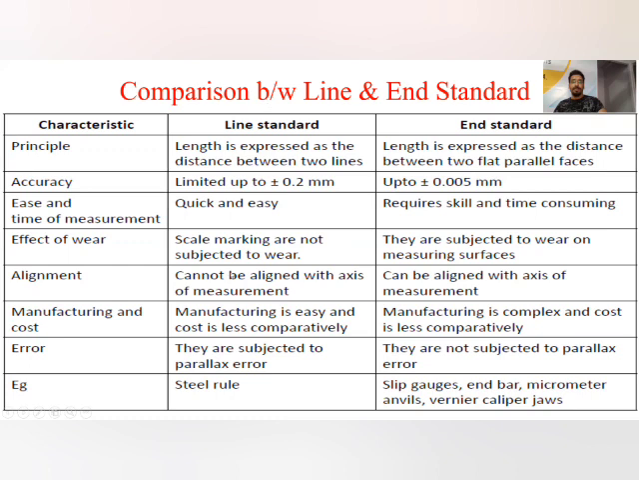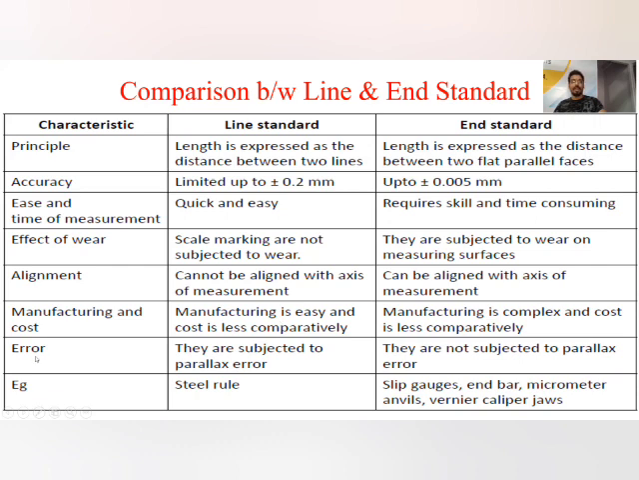Alignment. Line standard does not have any datum, so it cannot be aligned with the axis of measurement, but end standards themselves work as a datum, so they can be aligned with the axis of measurement. Next is manufacturing and cost. Manufacturing and cost of line standard is easy because it is a scale. Manufacturing is easy and cost is less as compared to the end standard. The end standard manufacturing process is tedious and it requires a lot of money, and cost is also more.